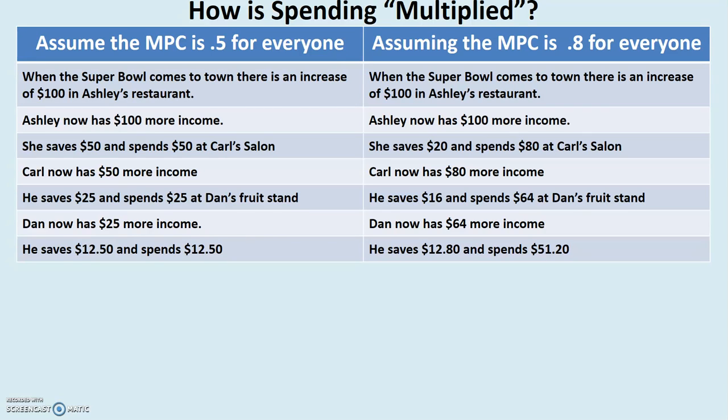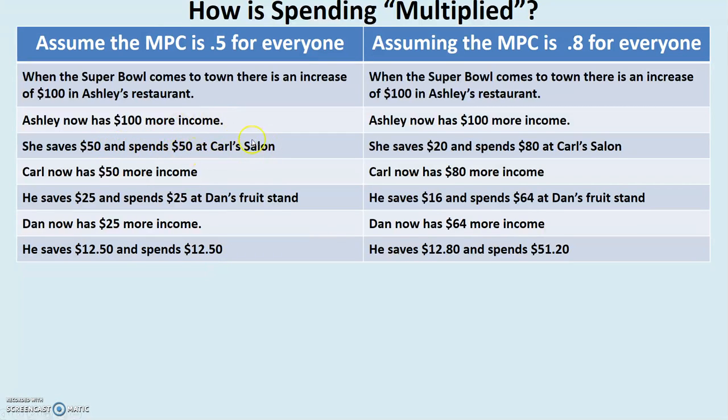So how is your spending multiplied? I want to give you an example of what happens when the MPC is 0.5 and when it's 0.8. Same sort of conditions. We're all in the Super Bowl. People come to town and we're going to spend money at Ashley's restaurant. On the side over here where the MPC is 0.5, you can follow the spending down and see that the $100 of spending at Ashley's restaurant comes into her restaurant.